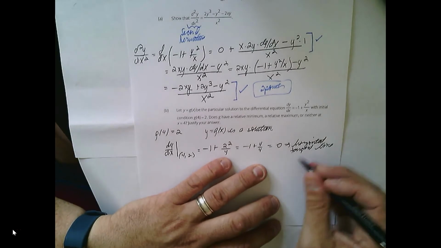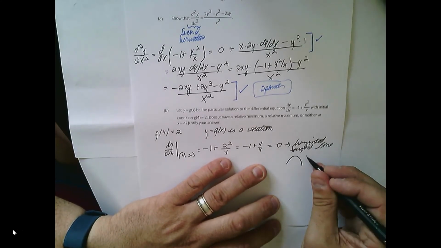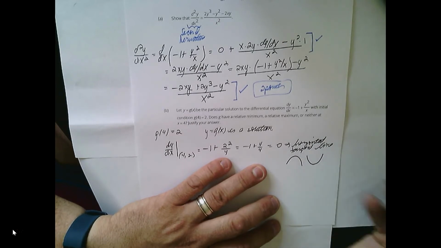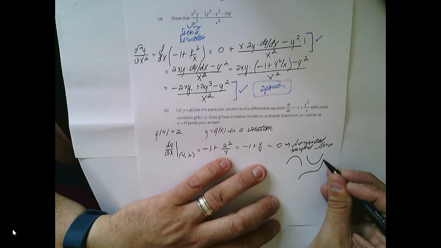A relative max with a horizontal tangent line looks like that. A relative minimum with a horizontal tangent line looks like that. But what if what I'm really dealing with is a saddle point, in which case I'm neither a max nor a min.